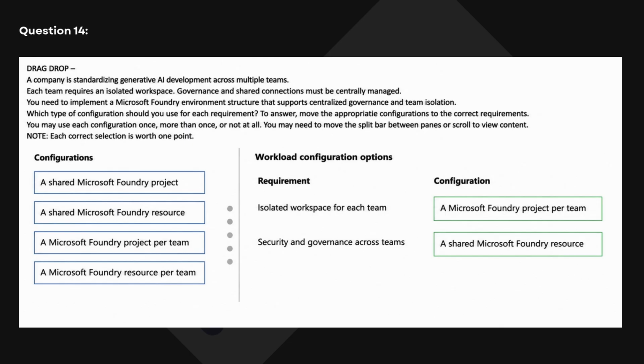Here's why. A project provides the workspace boundary for development, so creating one per team ensures proper isolation while keeping work separated at the team level. Security and governance across teams, a shared Microsoft Foundry resource. Here's why. The resource acts as the central management layer where security policies, networking, and governance controls are applied consistently across all teams and projects.